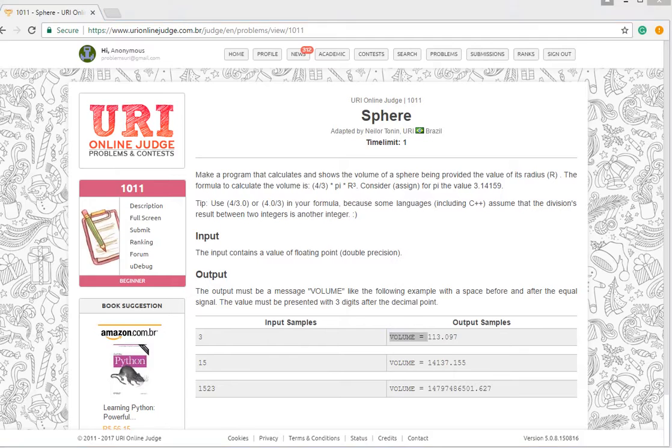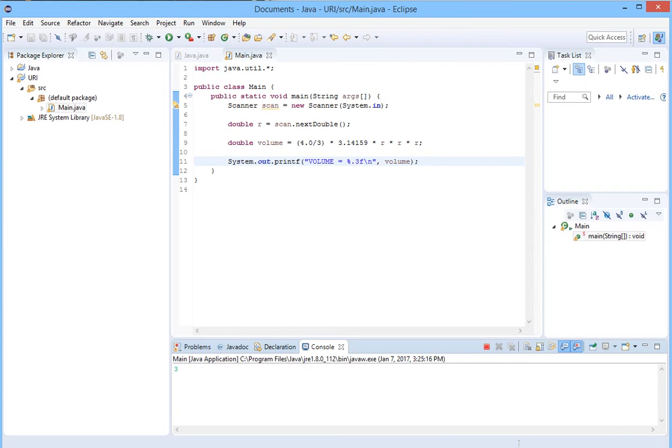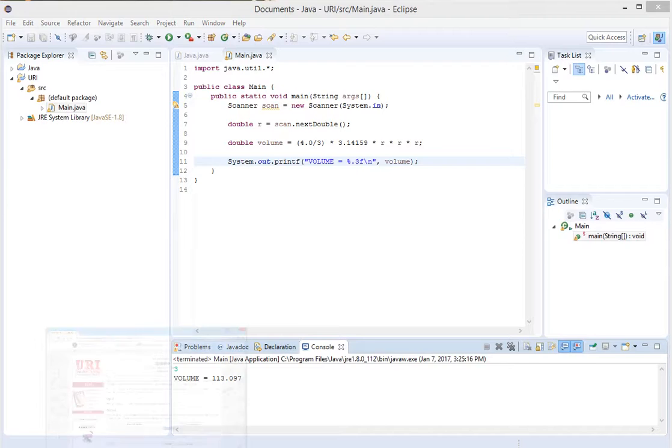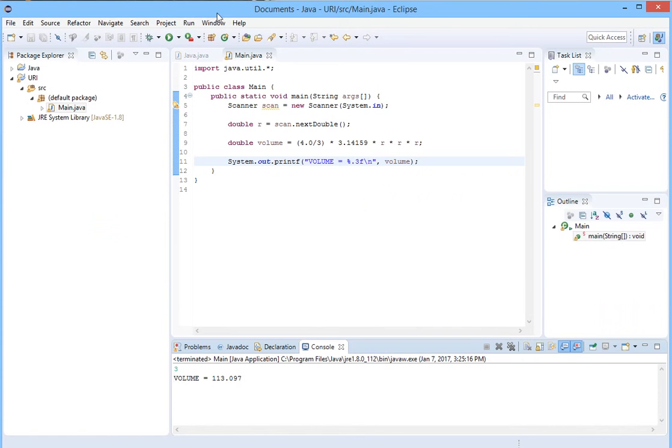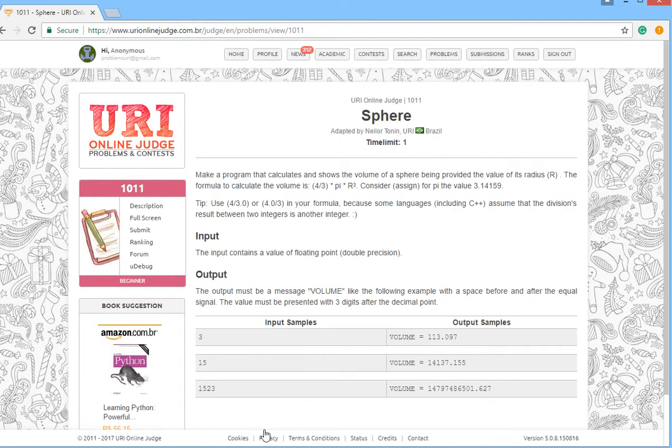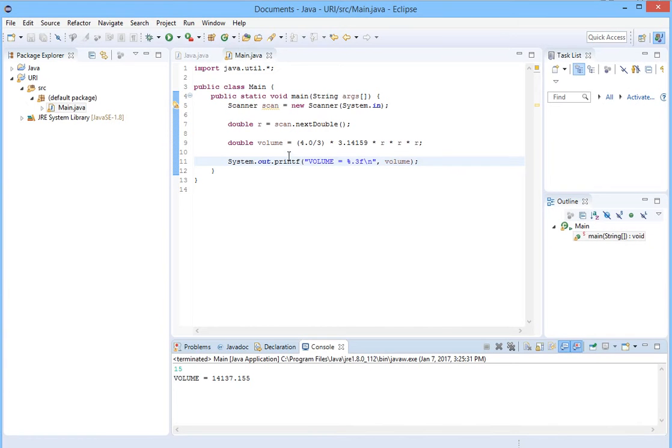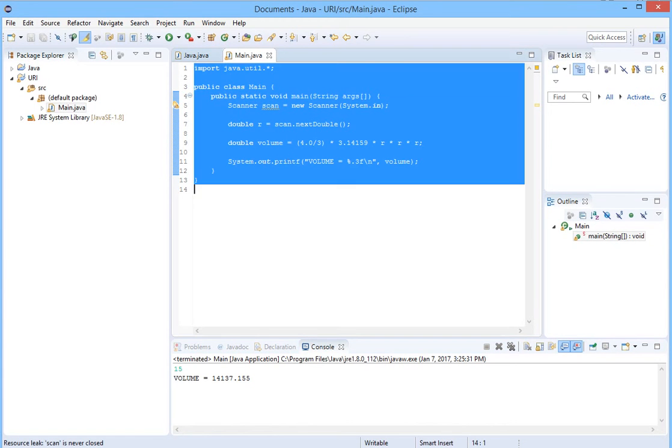Okay, let's see, the input is 3. Just type 3, press enter. It's the answer. Let's see. Yeah, the answer is the same. Let's type 15 in order to make sure. Yeah, it is something 14137, yep. Our answer is correct.